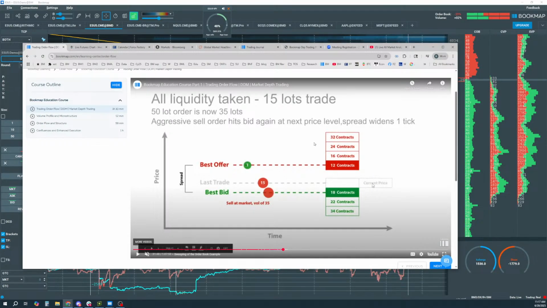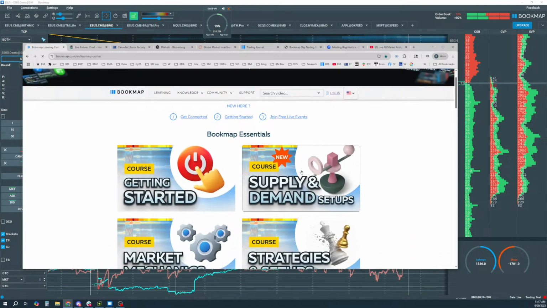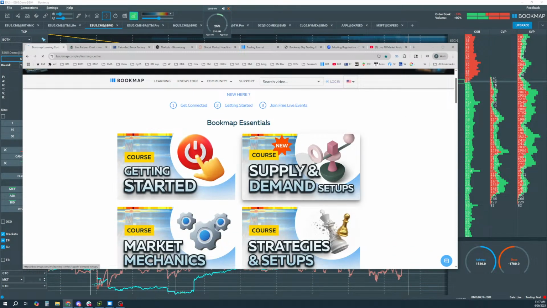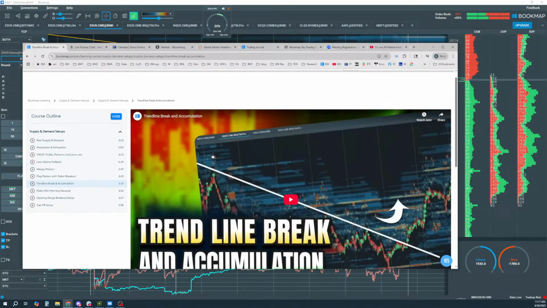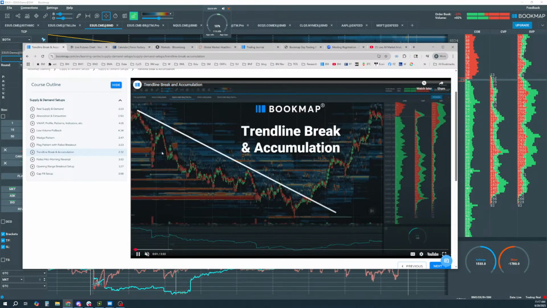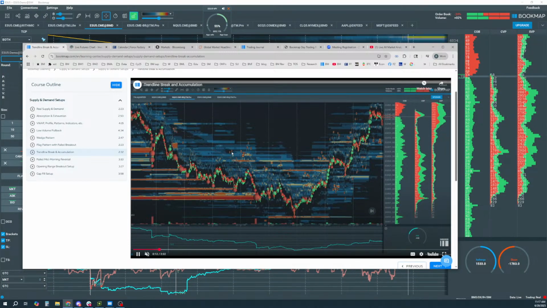With that understanding, then go back to the Learning Center. I would recommend going through these supply and demand setups in here. Watch these and start to see them in the chart. The one that we've been covering here has been this trend line break and accumulation. Here you can see high liquidity getting filled on the way down. We're looking for our break, then we're looking for the aggressor. So passive accumulation, then aggressive accumulation right after a structure break.